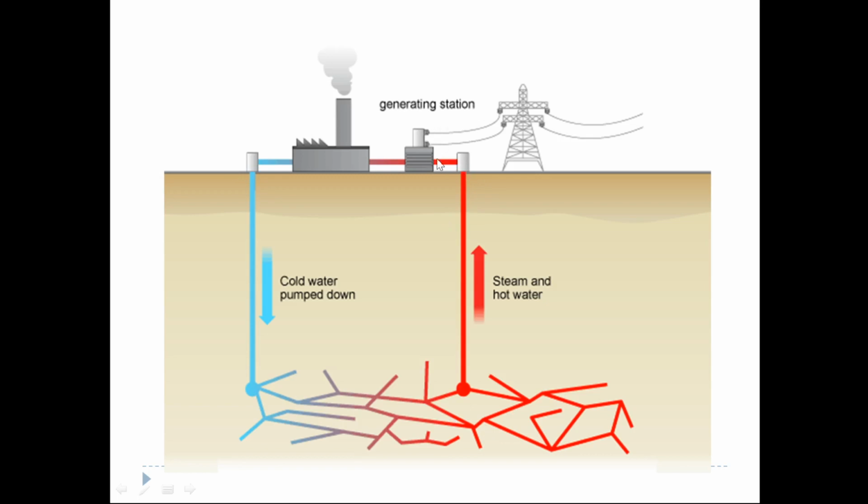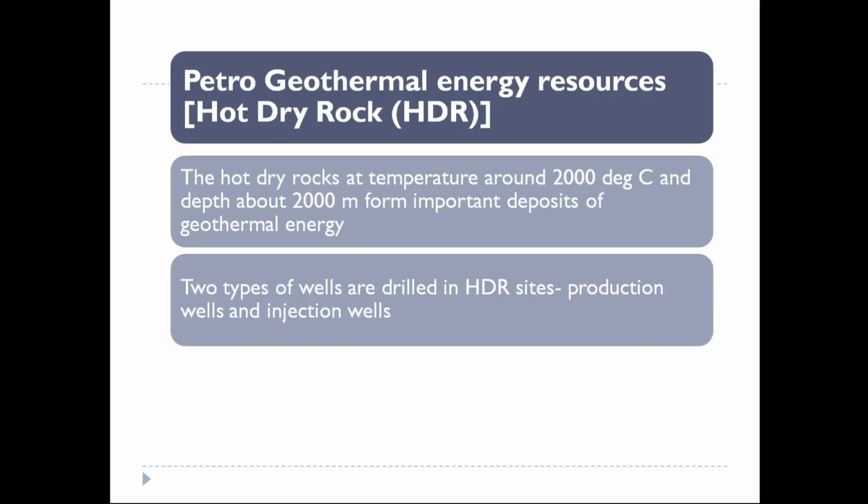So there will be a boiler, turbine, condenser, cooling tower. Finally, electricity will be given to the grid depending on the production. So this is the hydro geothermal energy resources and production.